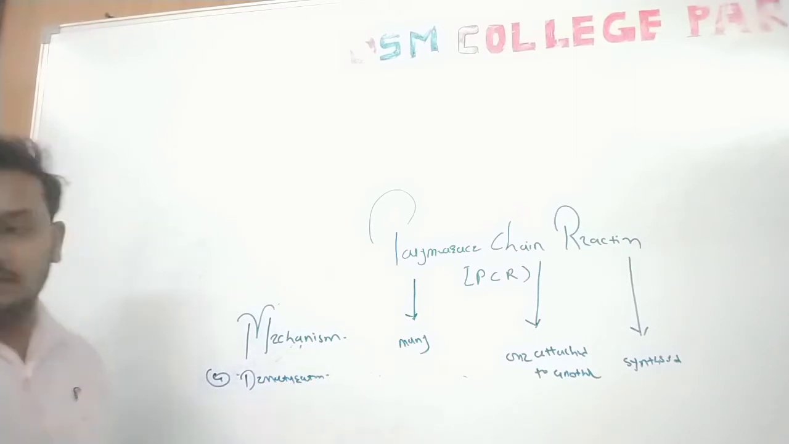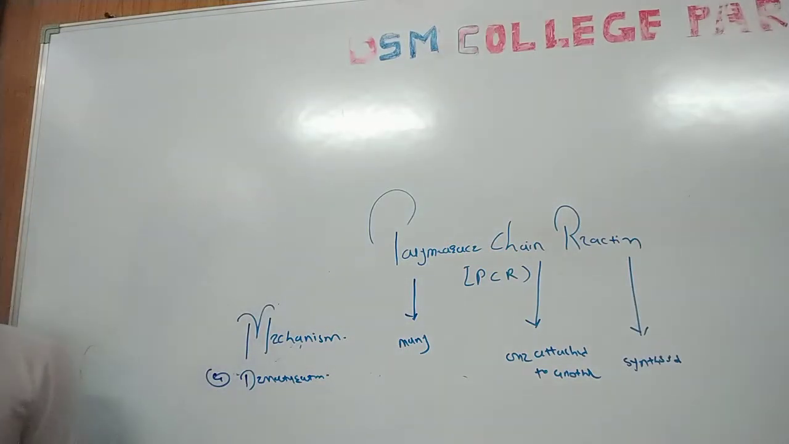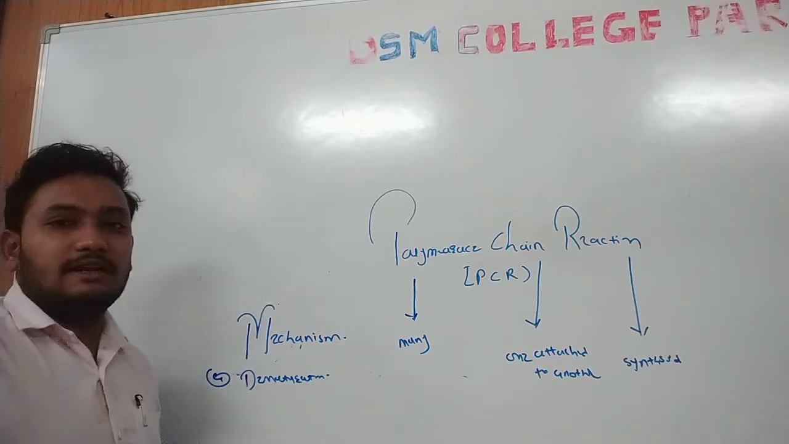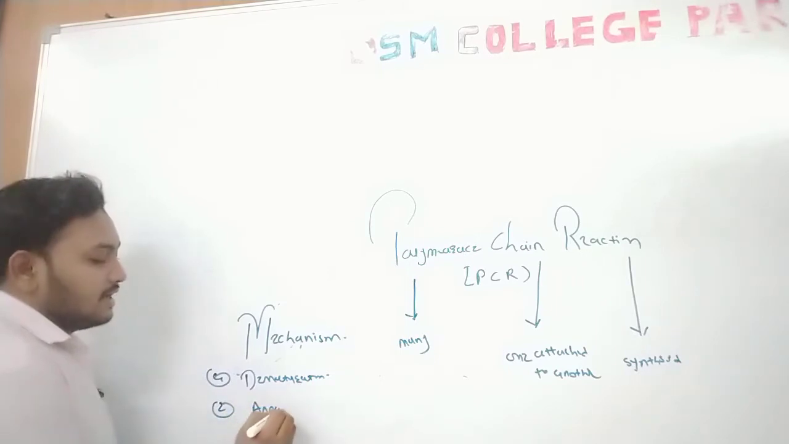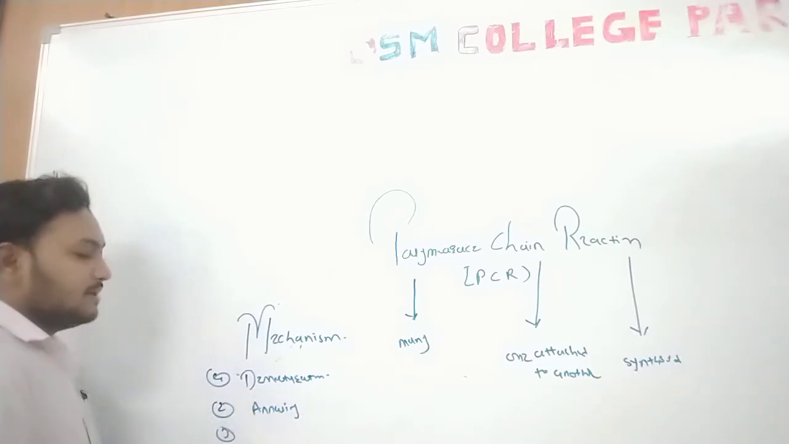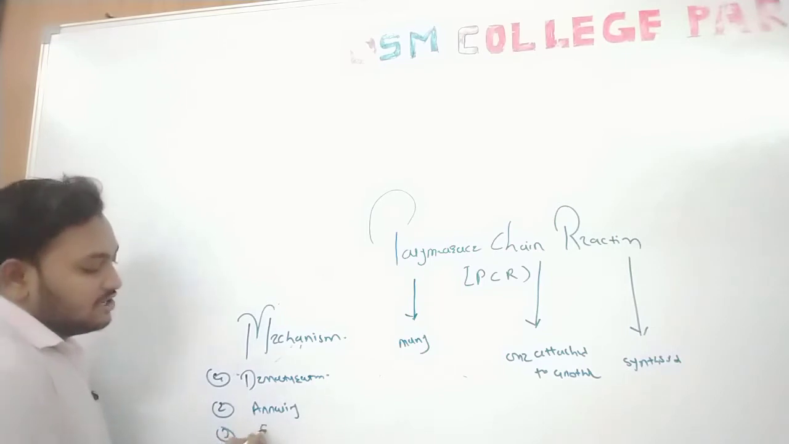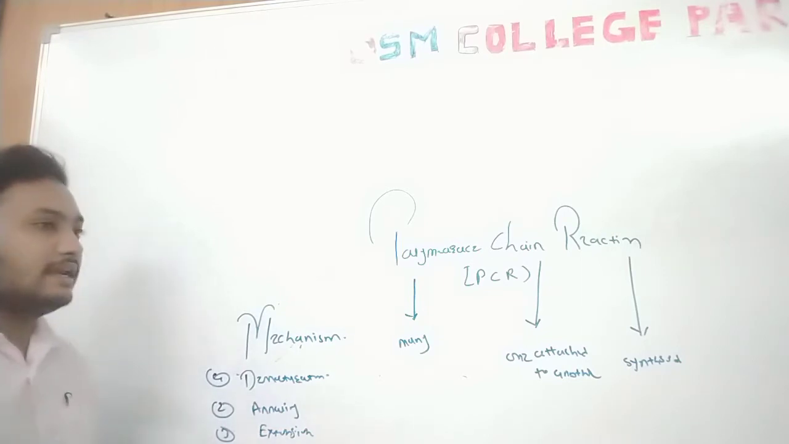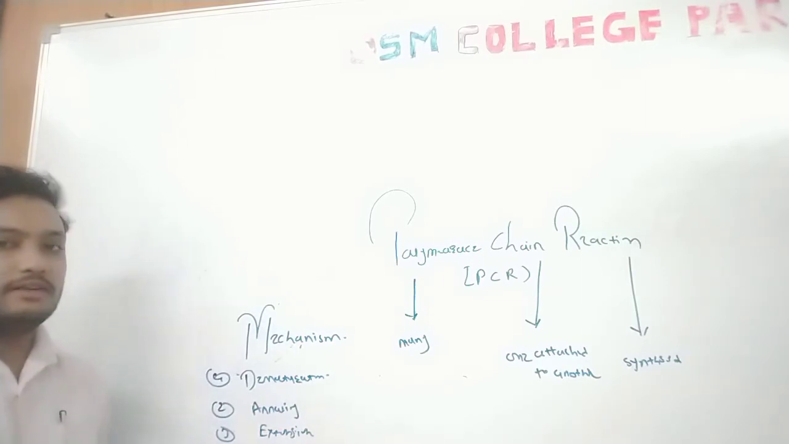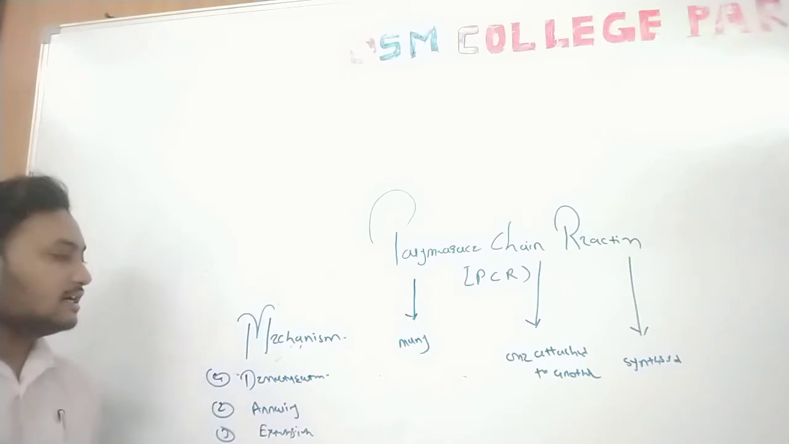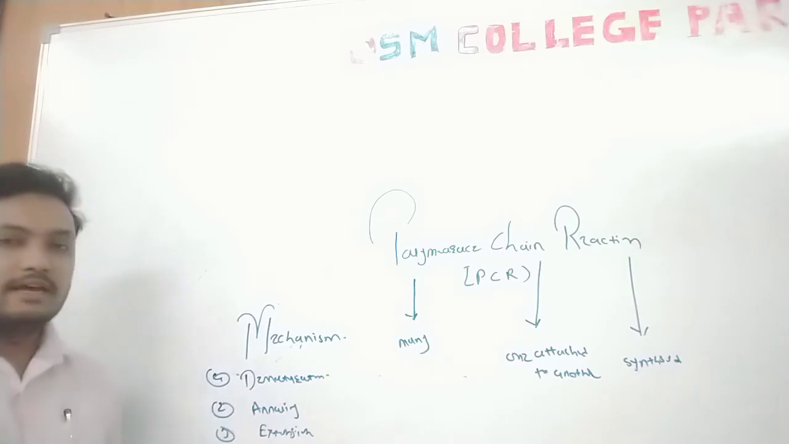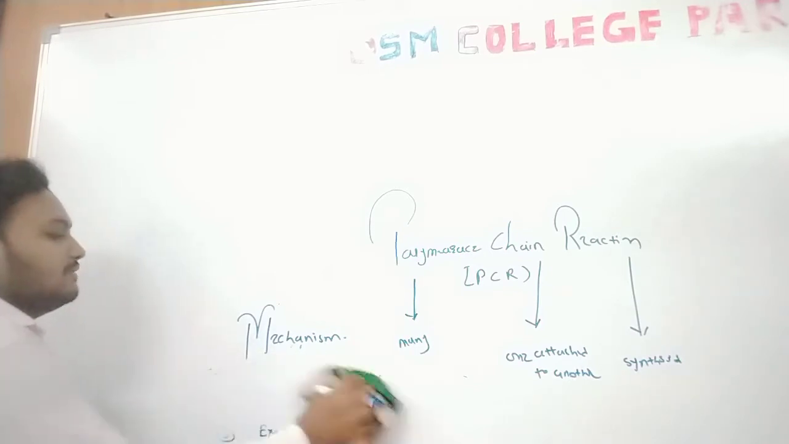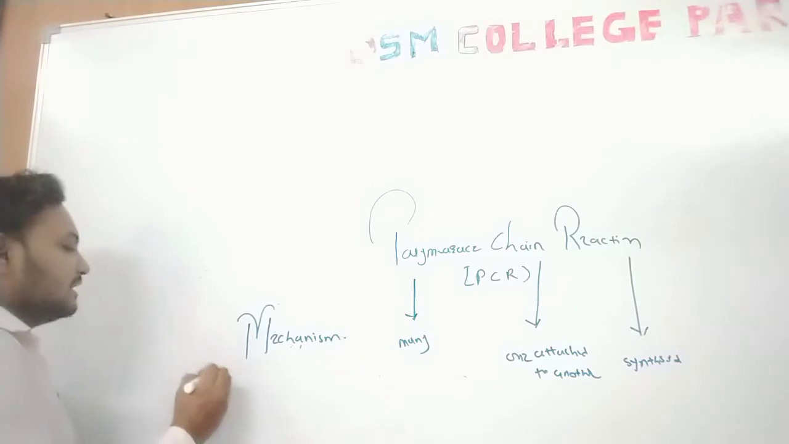So these are the three steps carried out in the polymerase chain reaction: denaturation, next is annealing, then the last step of the mechanism is extension. These are the three steps of the process carried out in the polymerase chain reaction. First is denaturation, another is annealing, and the third one is extension. So first we are discussing denaturation in detail.